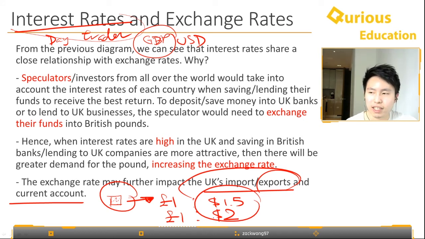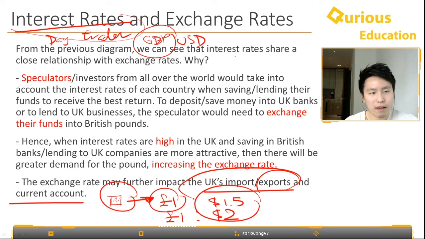If we're importing like Cheetos from the US, then we want the value of the pound to be higher. As a result, Cheetos would be less expensive and would be cheaper to import into the UK.